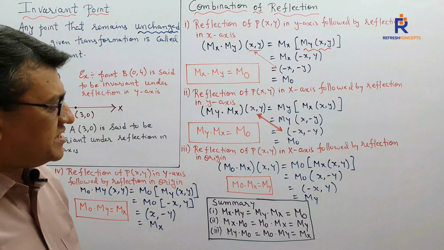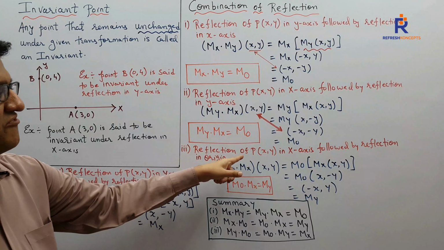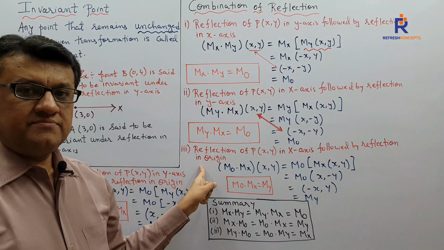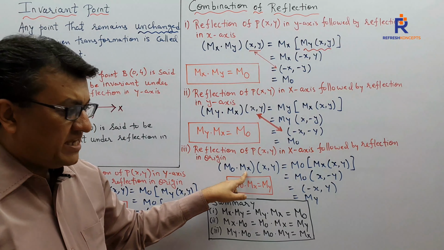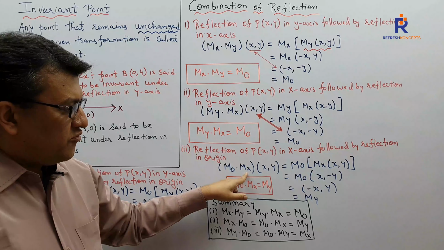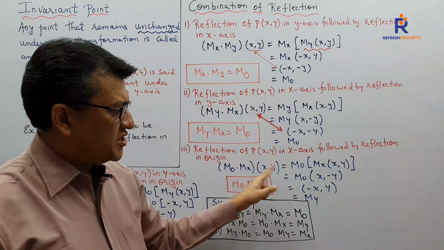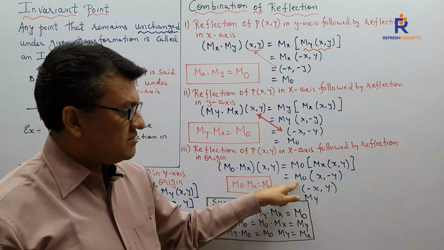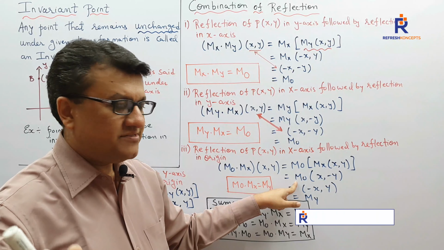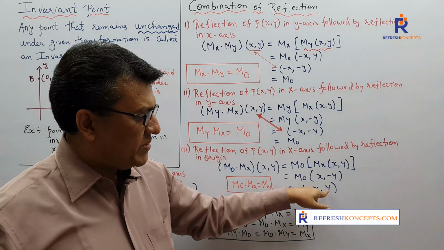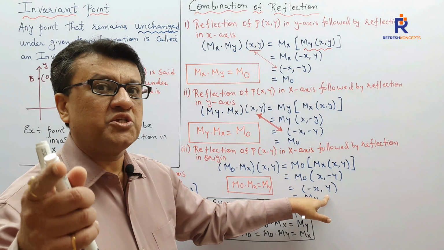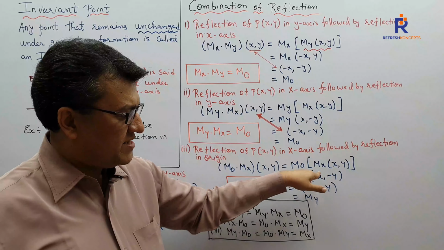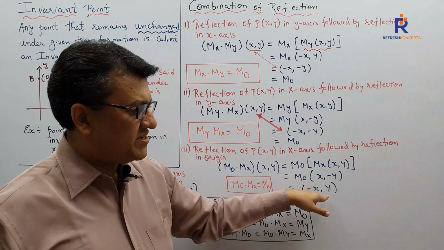What is the next one trying to say? Reflection of point P in x-axis followed by reflection in origin. So first x-axis followed by origin. So we take first Mx, reflection in x-axis, the y coordinate changes: x comma minus y. Origin, both the coordinates should change. So x turns to minus x, minus y turns to y. Because under origin, both the coordinates' signs change.